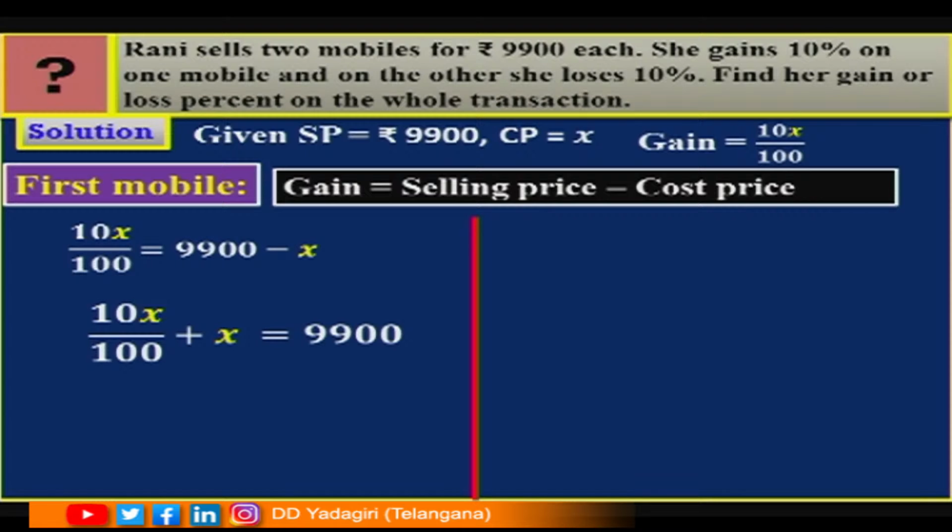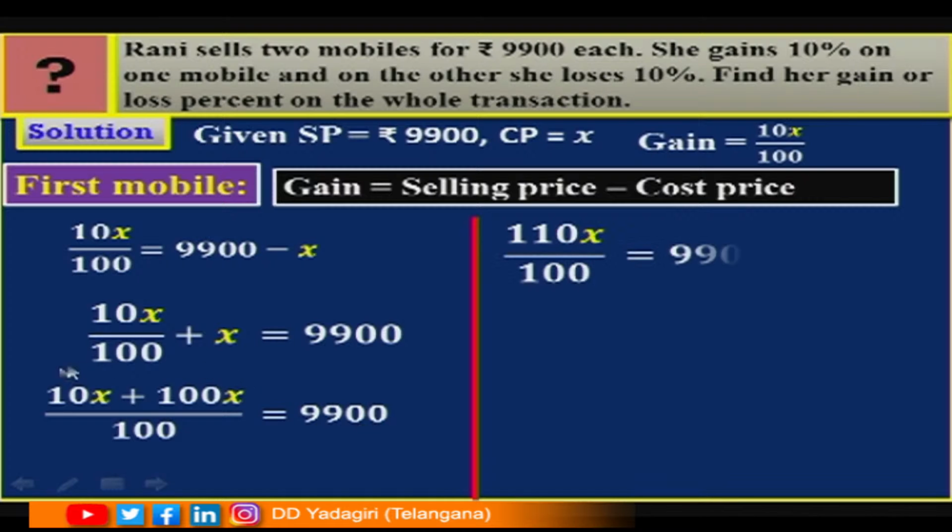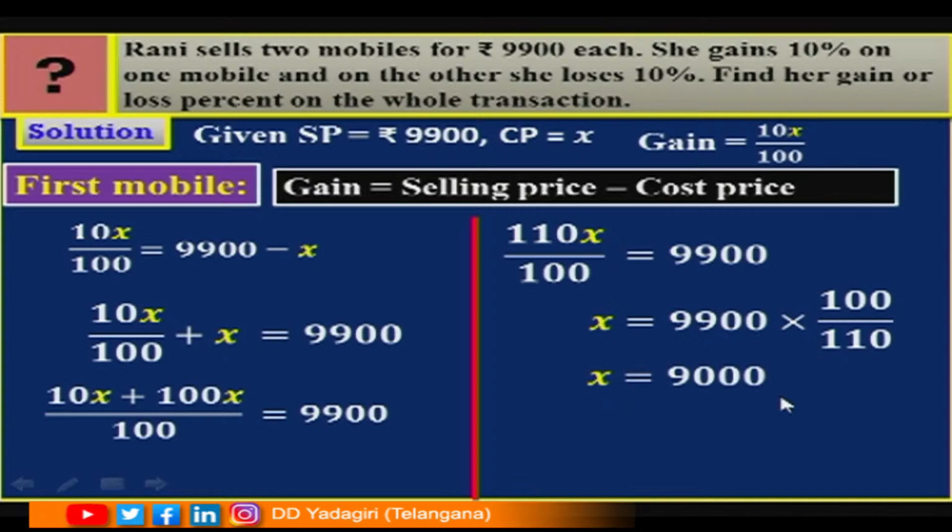So, sending minus x to LHS, we get plus x. Now, taking LCM, we get 10x plus 100x divided by 100 is 9,900 rupees. So, adding these two, we get 110x by 100 is 9,900. So, what is the value of x, children? Yes, 9,900 into 100 by 110. On simplification, we get the value as 9,000 rupees.